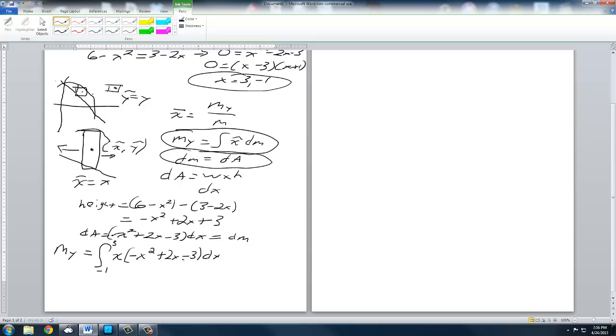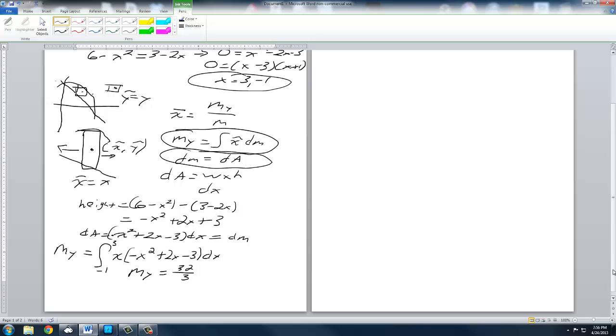Now I'm not going to go through the work in finding this. I think you can do that. You can distribute the x and then take these 3 power rule integrals and go from negative 1 to 3. So I'm not going to go through that process. But if you do it, you will get My to be 32 over 3. And My is done. But we will be going back to it.